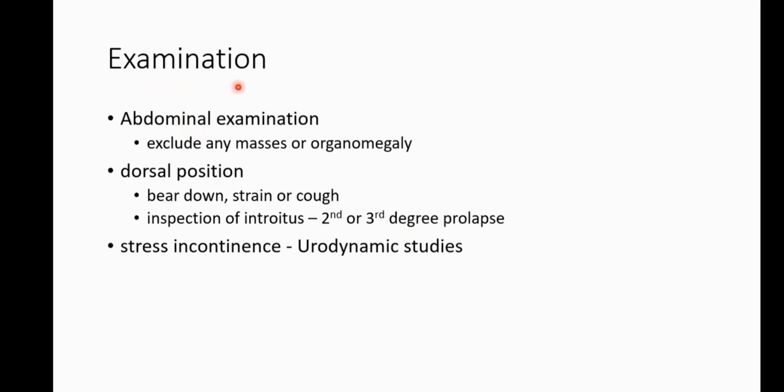Now, how do we examine? First we have to go for general examination and the abdominal examination, to exclude any mass or any organomegaly. And then we have to go for the examination in dorsal position. Ask the patient to bear down and strain or cough, to see whether there is stress incontinence or not. Then we have to inspect the introitus, and see whether it's second or third degree prolapse. And also if there is stress incontinence, we have to perform urodynamic studies in the patient, to rule out the cause of the prolapse.